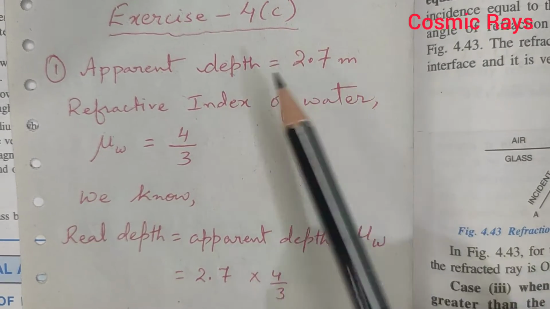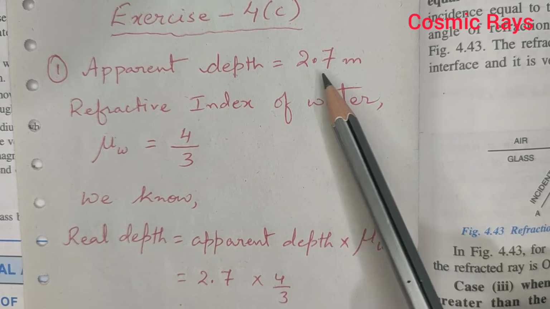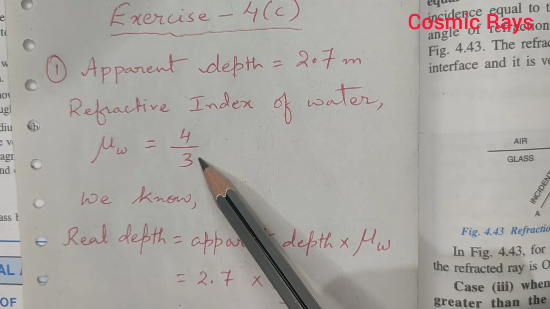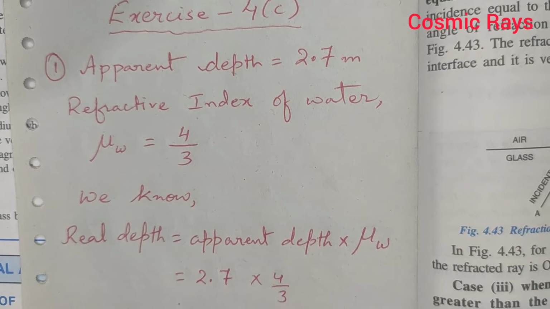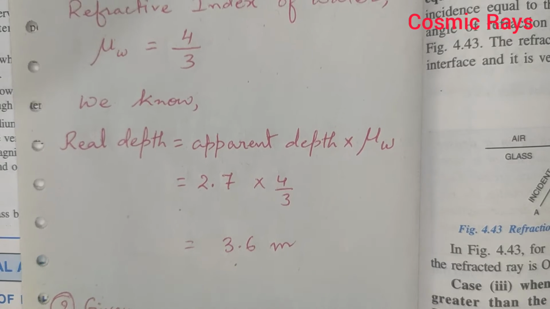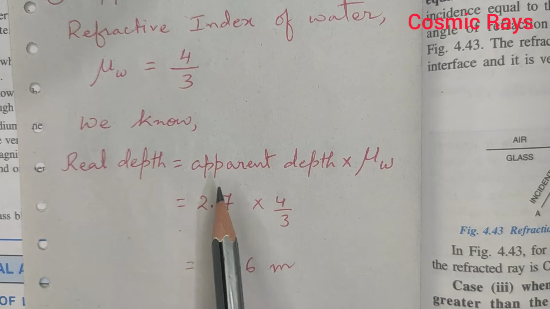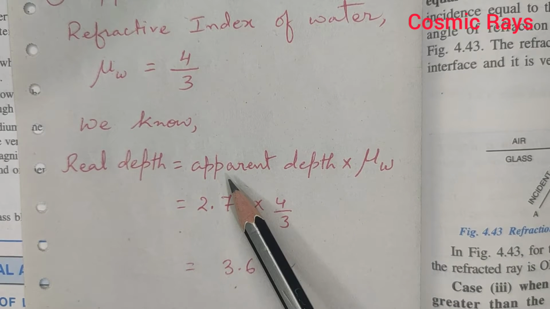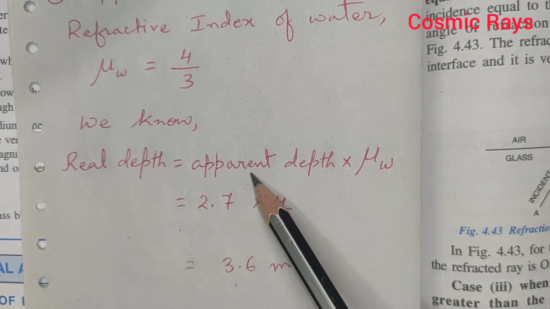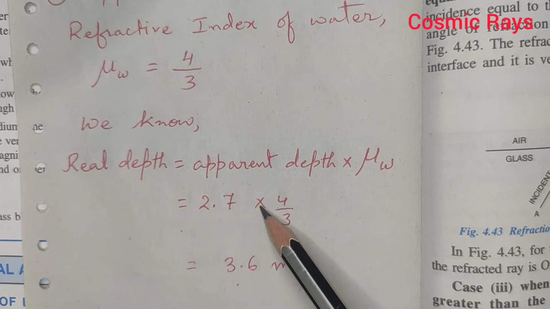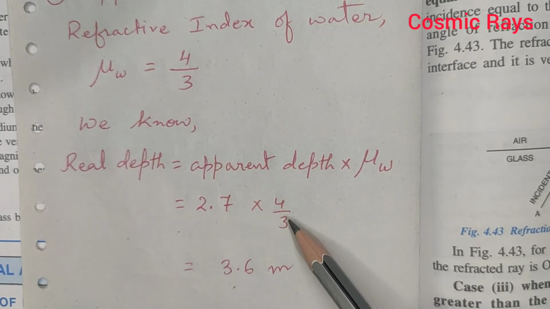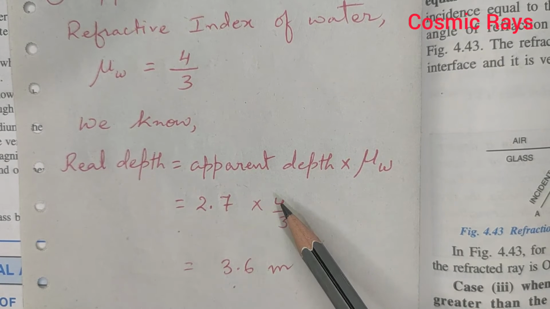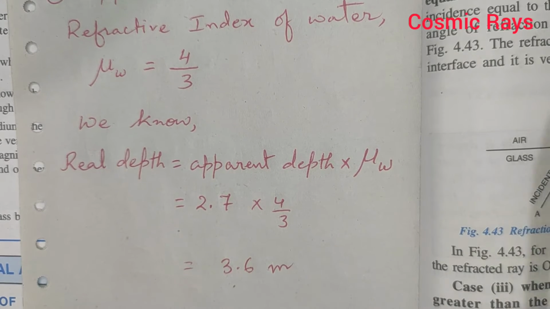So here we have written the given things, that is apparent depth is given in the question as 2.7 meter. The refractive index of water is 4/3. Now we know the formula that we are going to use here is real depth is equal to apparent depth multiplied by the refractive index of water. So real depth will be equal to apparent depth value 2.7 multiplied by the refractive index of water, that is 4/3. So you can cancel it out, you will get 0.9 here. 0.9 multiplied by 4 is 3.6 meter.